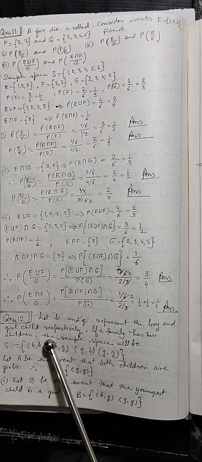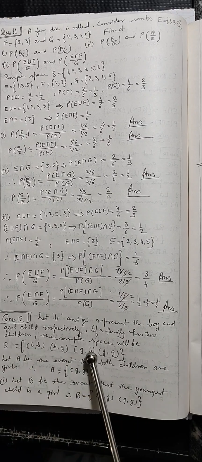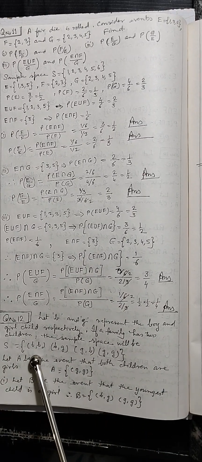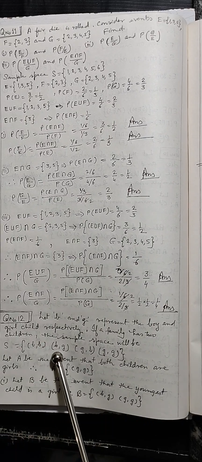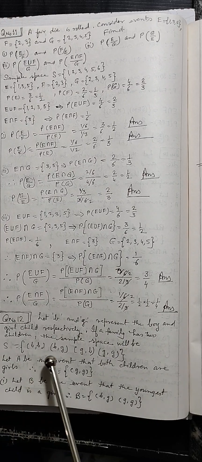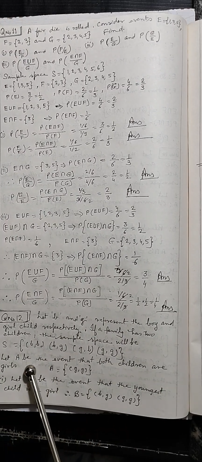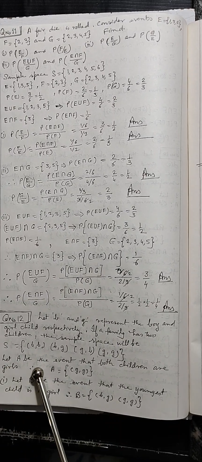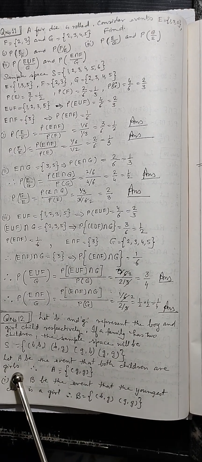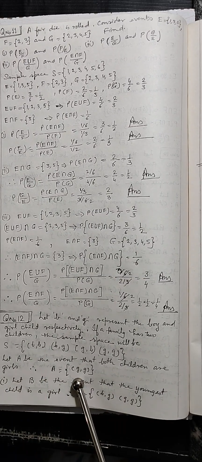Child respectively. If a family has 2 children, the sample space will be like this. The S, that is the sample space, is boy boy, BB, boy girl, girl boy, girl girl. 1, 2, 3, 4. These are the 4 possible outcomes. So let A be the event that both children are girls. We took A as an event where both children are girls.